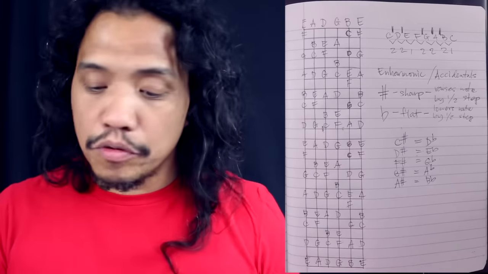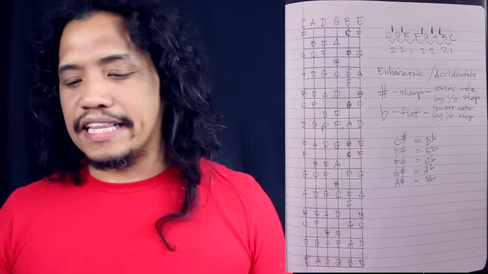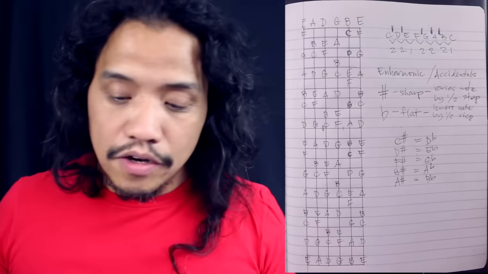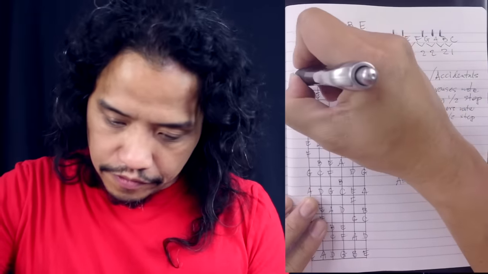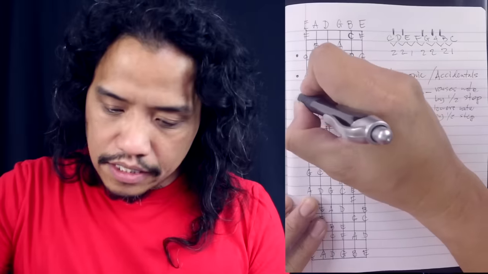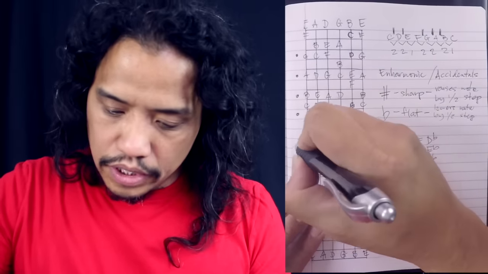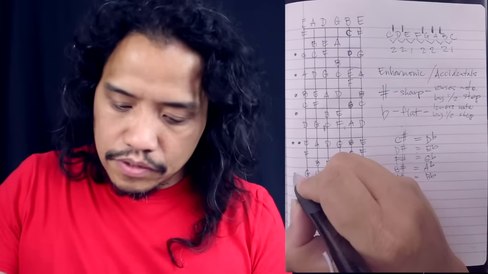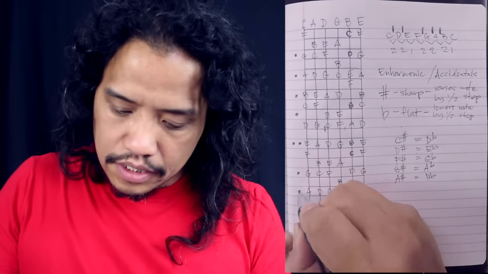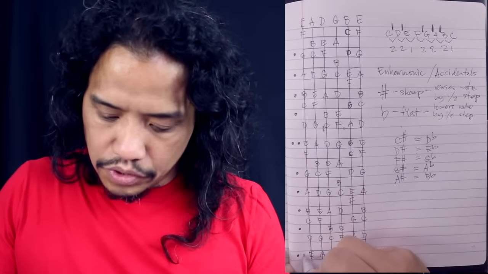Now on your guitar fretboard, you have markers. They can either be dots or inlays. And usually they can be found on the 3rd fret, 5th fret, 7th, 9th, 12th, and let's continue. So 15th, 17th, 19th, 21st, and finally the 24th fret.